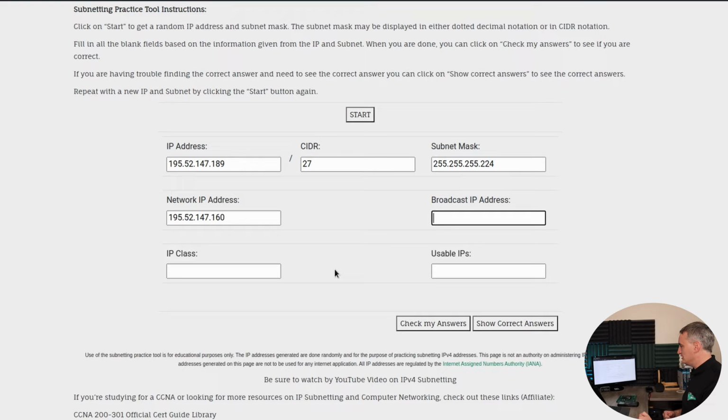The broadcast address is going to be 195.52.147.191. This is going to be a Class C IP address, and just so you know, you can put that in lowercase or uppercase. It's going to accept it either way. And the total number of usable IP addresses. Well, we know this last octet is jumping by groups of 32. So, you know, this one's actually easy. It's going to be 32 minus 2. So that's going to be 30.